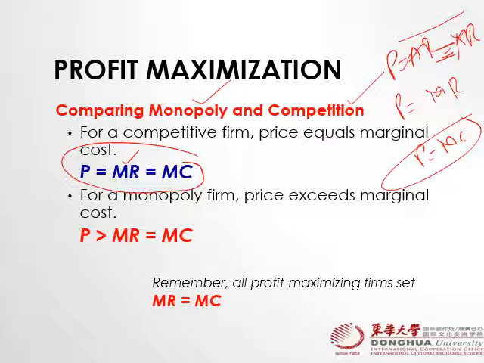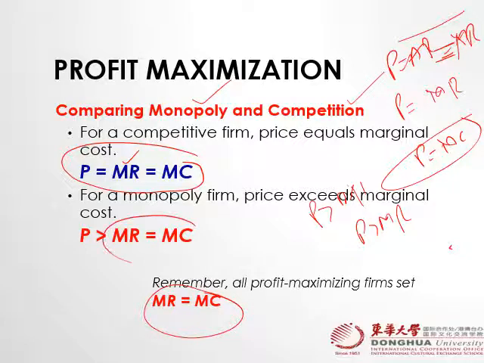But for monopoly, we just saw that price is greater than the MR. So in that case, if we want to find the profit maximizing point, which is MC equal to MR, then market price must be greater than MC equal to MR, right? So the profit maximizing condition for monopoly is that market price is always greater than marginal revenue and marginal cost, right? And what does it mean?